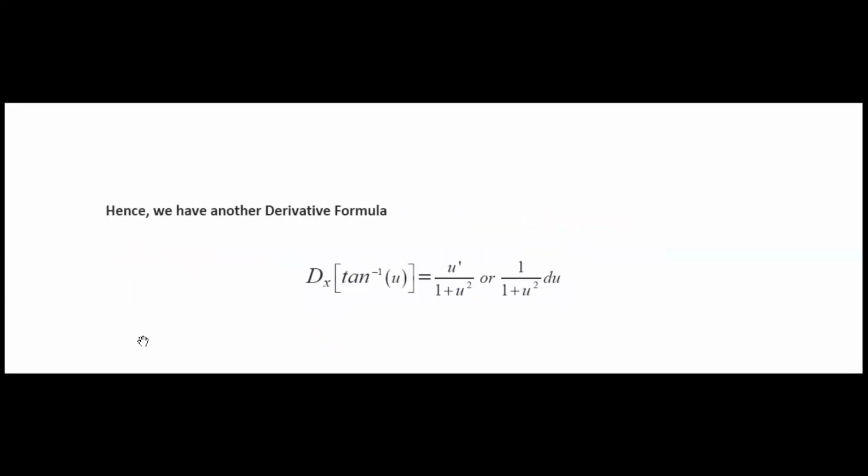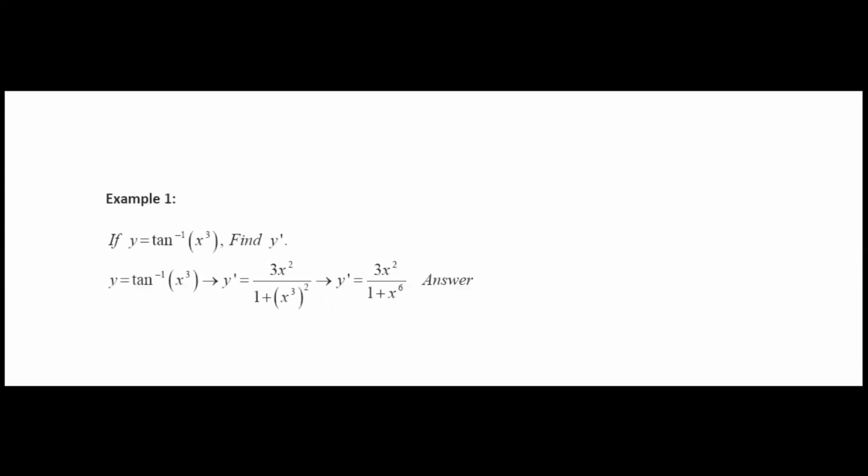So here's a formal statement of that rule. The derivative with respect to x of the inverse tangent of u, where u is a function of x, is equal to the derivative of u over 1 plus u squared, or 1 over 1 plus u squared du. So that is the derivative of the inverse tangent of u. And now we're going to see how this works through some examples.